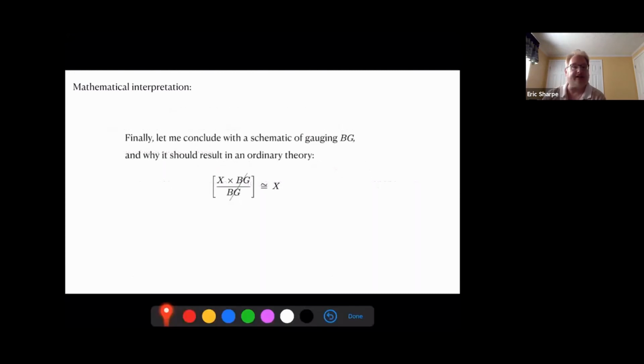So finally, let me conclude with just a very quick schematic of why gauging BG in a theory with a one-form symmetry ought to result in an ordinary theory. Very schematically, a G-gerbe is just a fiber bundle in which the fibers are BG. So locally, it's X cross BG. Gauging BG amounts to quotienting out the BG, which morally ought to leave you with something like X. Now, that doesn't account for non-trivial gerbes, these analogs of discrete torsion, or any of that, but if you forget everything else from this talk, this is a sort of quick and dirty way of understanding where it's coming from.